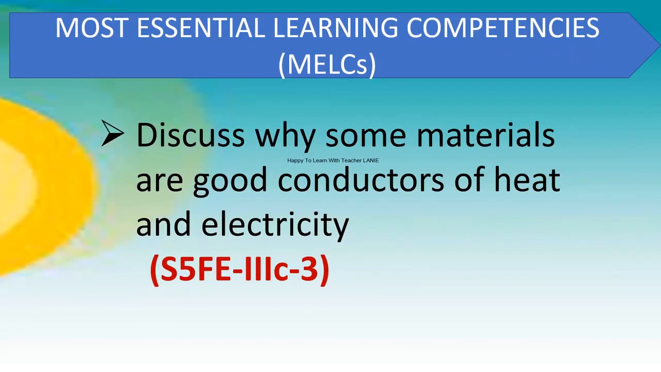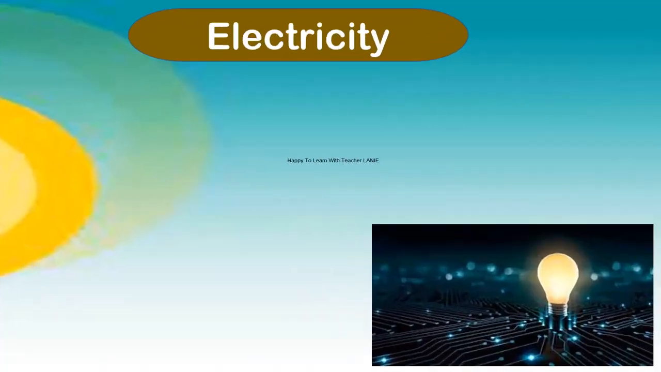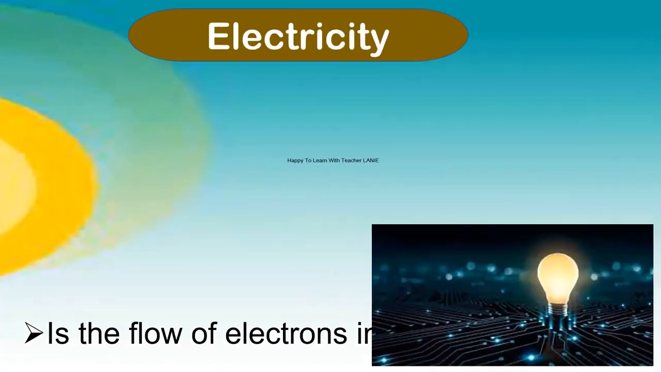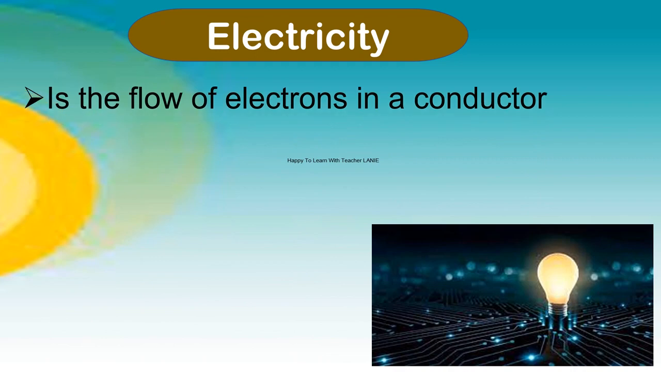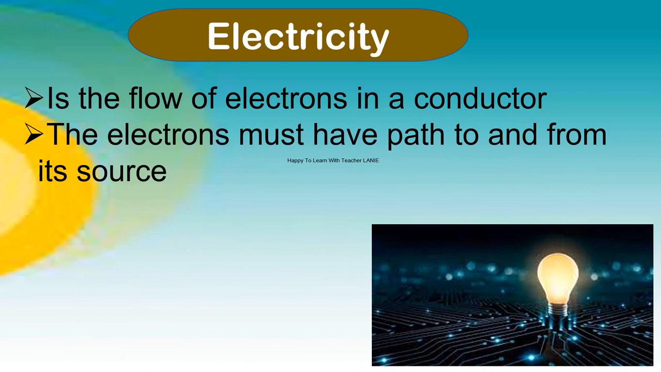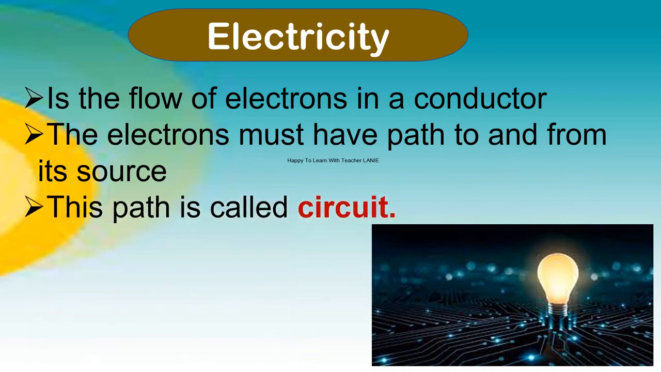Most essential learning competencies. Discuss why some materials are good conductors of heat and electricity. Electricity is the flow of electrons in a conductor. The electrons must have a path to and from its source. This path is called a circuit.